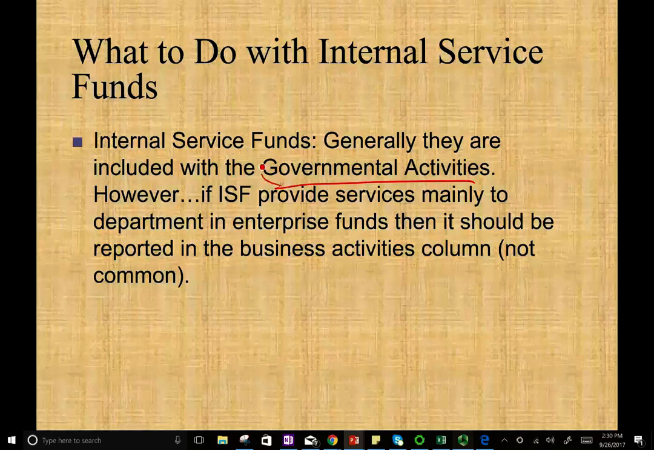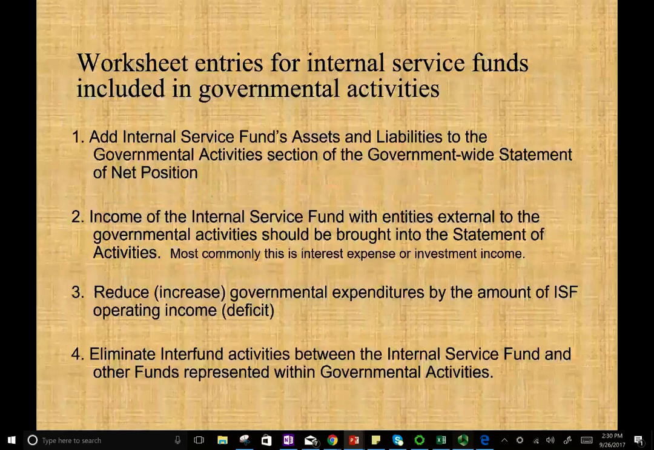So we include it with the governmental fund. However, if the Internal Service Fund provides services mainly to the departments in the enterprise fund, then it should be reported in the business activities. That's not common, and for our purposes, we're going to assume it's going to be included with the governmental fund. So let's go ahead and look at the worksheet entries and what we need to do.